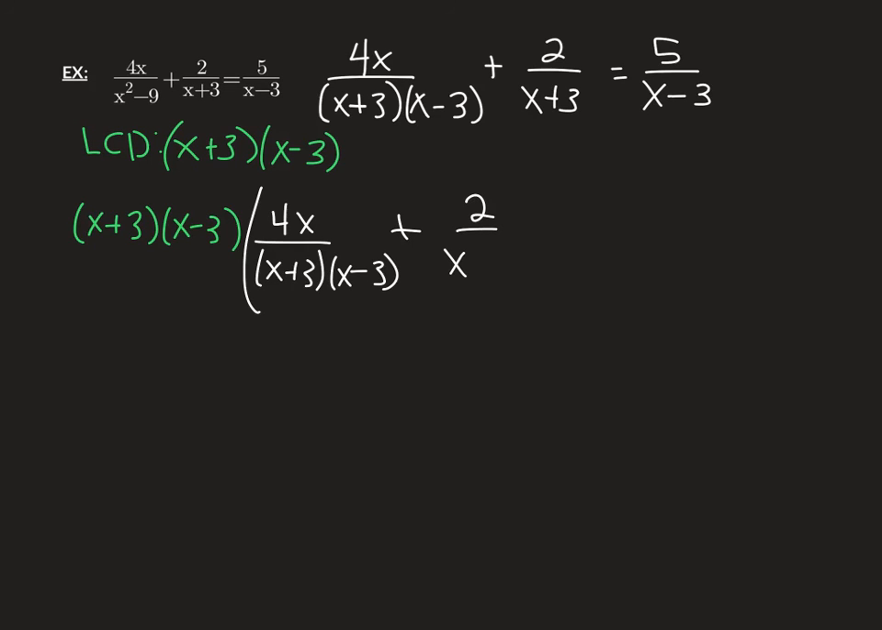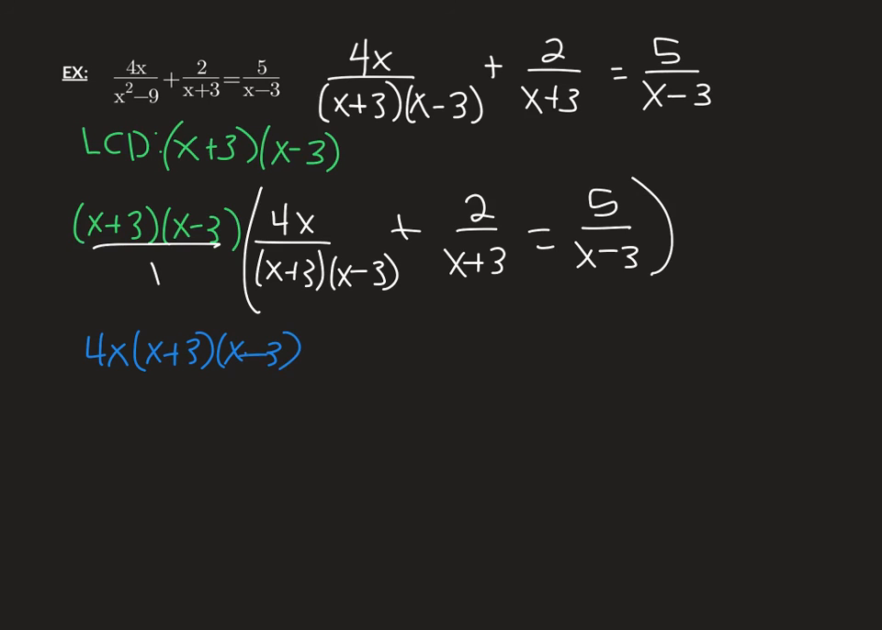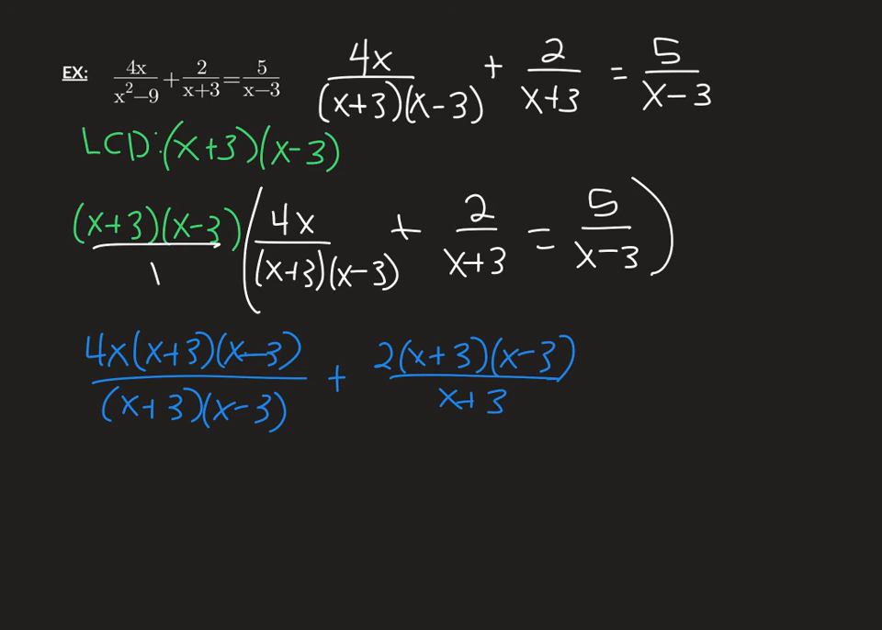Plus 2 over x plus 3 equals 5 over x minus 3. And I'm going to multiply this. Remember, this is like it's over 1. So here's what this looks like. I would get 4x times x plus 3 times x minus 3. And if you start to see the pattern and you don't want to write this every time, that is fine. Plus 2 times x plus 3 x minus 3 over x plus 3 equals 5 times x plus 3 x minus 3 over x minus 3.